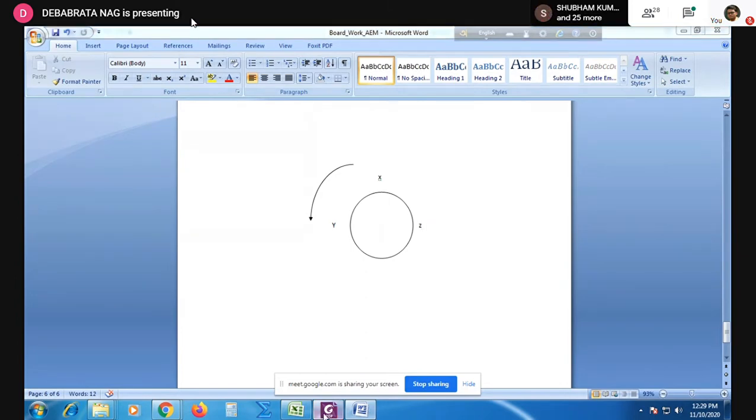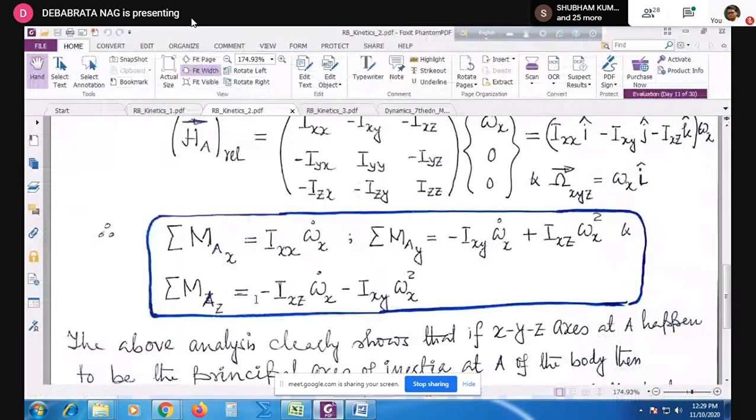So you can just cross check your third equation. It is minus ixz into omega dot x minus ixy into omega x square. So you see all equations are becoming minus because you are having the third equation written over here. In the third equation you see this sign will be changed from plus to minus.